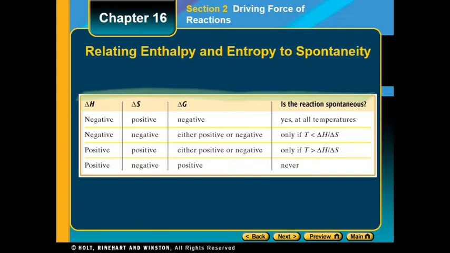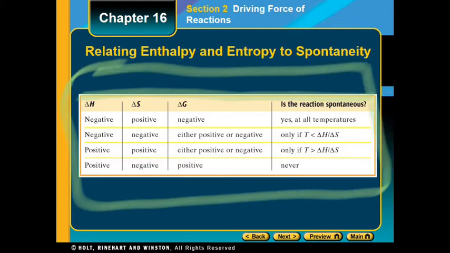If both delta H and delta S are positive and delta G goes either way, it'll be spontaneous only if temperatures are higher than enthalpy divided by entropy. And then in the last one, enthalpy positive, entropy negative, positive Gibbs free energy, it will never be spontaneous. So again, this is one of those things you would write down in your notes, and you would take the time in just a little bit to study that and make a little bit more sense of it.